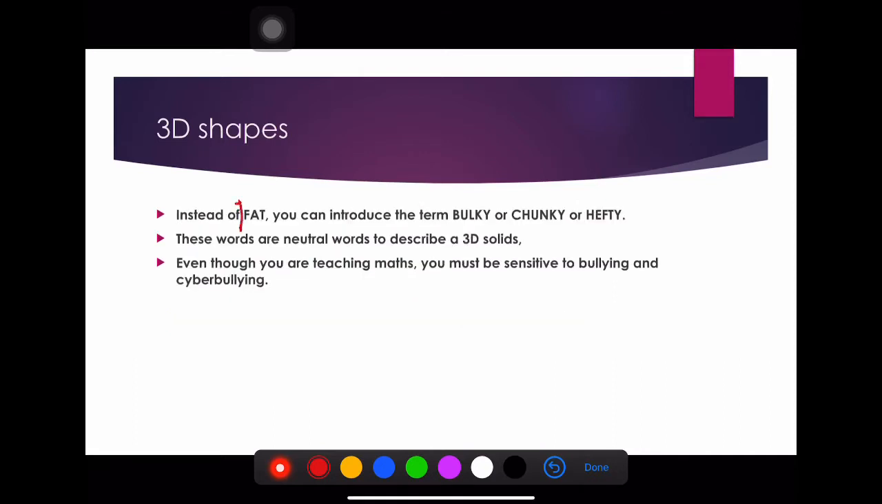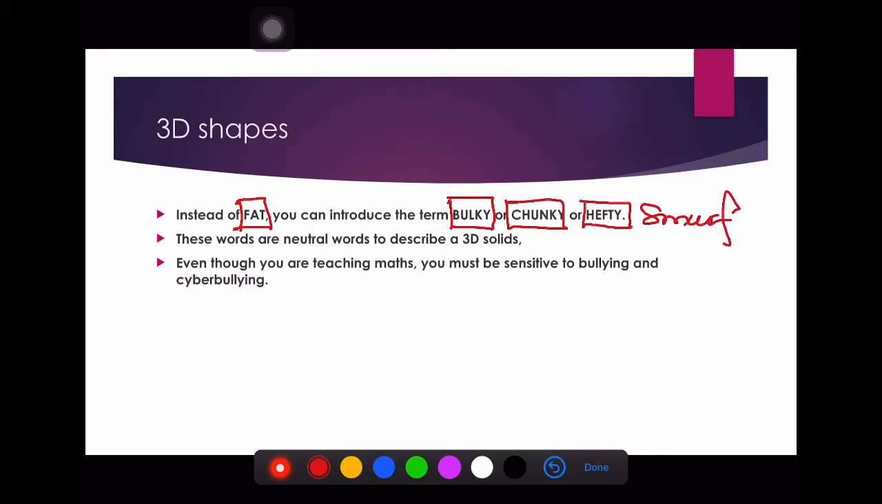Now instead of fat, you might want to use the terms bulky or chunky or hefty. All these 3 words are not words that describe human shape. So bulky, your school bag is bulky, your pencil case is bulky. It means that it has a 3D shape. So be a bit careful and be sensitive about the words that you choose.